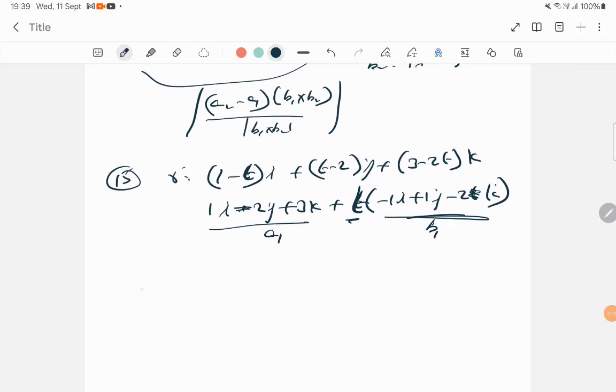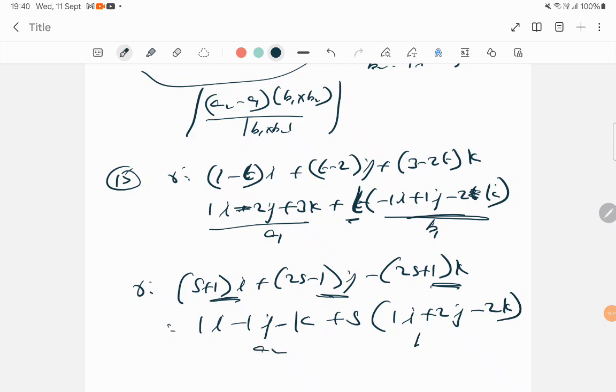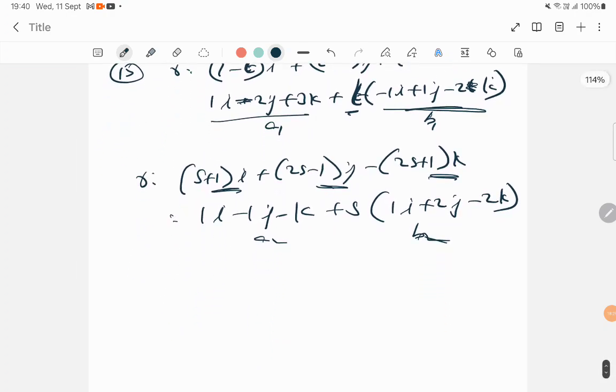And the next line is s plus 1 into i plus 2s minus 1 into j minus 2s plus 1 into k. So it's 1i minus 1j minus 1k plus s times 1i plus 2j minus 2k. You understand how I am segregating it? Now this is your A2 and this is your B2, and you can do A2 minus A1 dot B1 cross B2 by magnitude of B1 cross B2 to find the distance between the two skew lines.